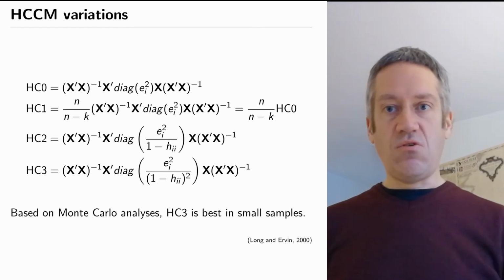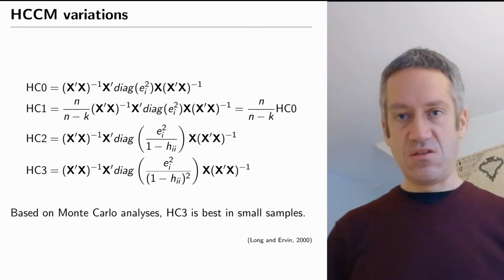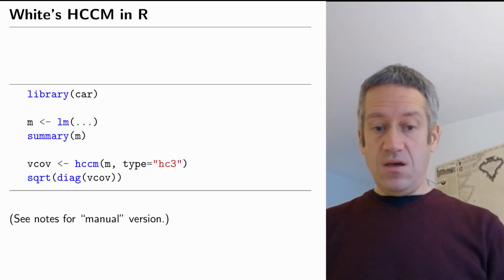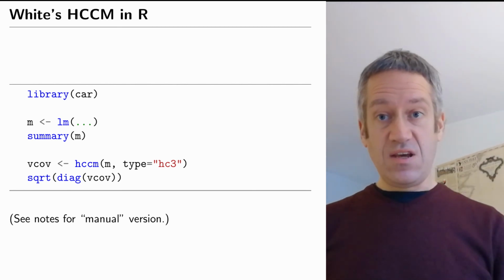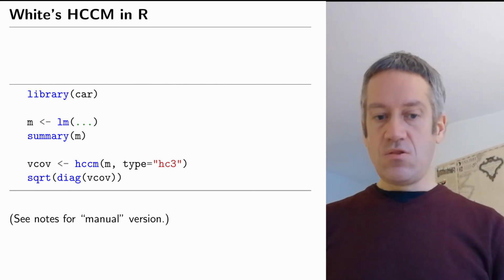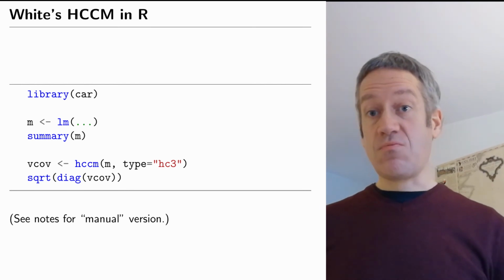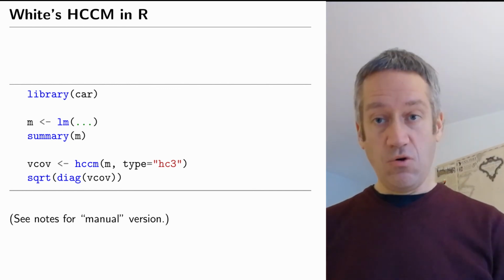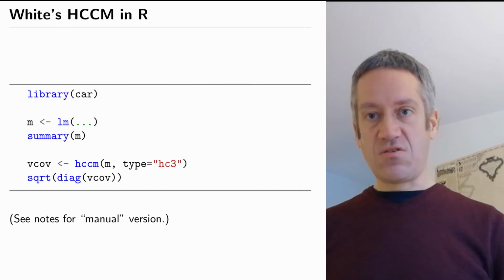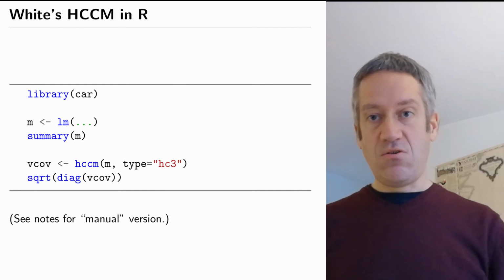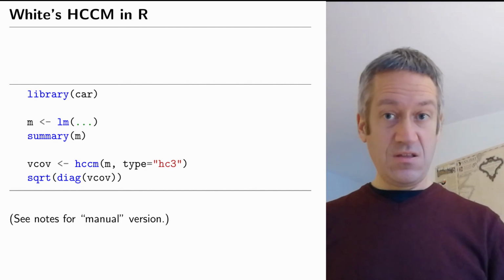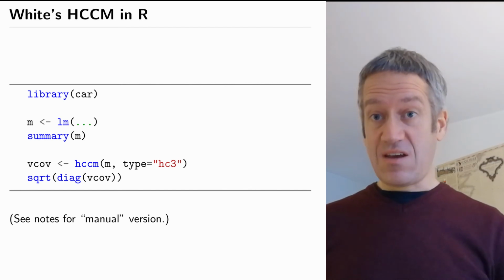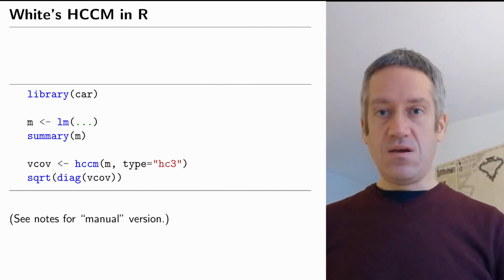And all of them are consistent, so all of them converge to the correct answer as long as the sample size grows and grows. So in R there is a package, the car library, which can be used to calculate these different HCCM matrices. So here's the code to calculate the standard errors manually. You can look at the summary of the lm command and see what the standard errors are in the normal calculation. You can then use the hccm function to calculate a variance covariance matrix based on White's heteroskedasticity consistent covariance estimate. And then look at the square root of the diagonal of the variance covariance matrix, which are the standard errors, and see how they differ.